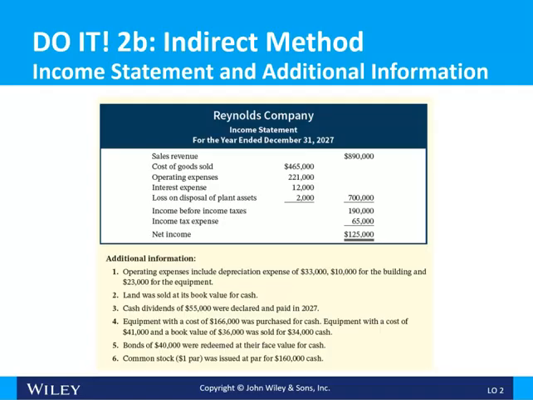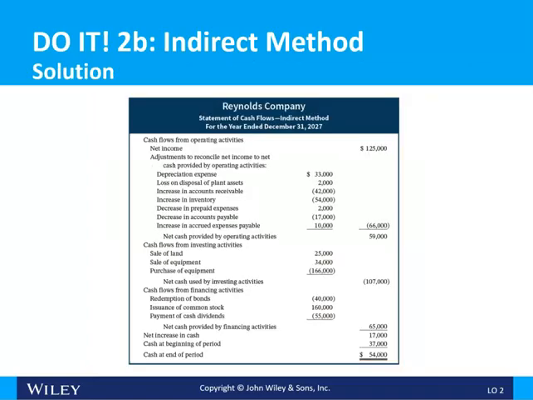So if we did the cash flow statement and all that, here's what it would look like. We have cash provided by operating activities of $59,000. We had cash used by investing, $107,000. Cash provided by financing, $65,000. That gives us an increase in cash of $17,000. Our cash at the beginning of the period was $37,000, so our cash at the end of the period should be $54,000.